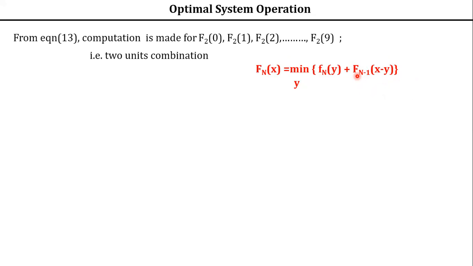So this itself is equation 13, I gave the number for this. From equation 13, computation is made for F20, F21, F22, etc., up to F29. What you have to do is take the first two units as a combination. First we operated only one unit, and we have seen what cost we got.